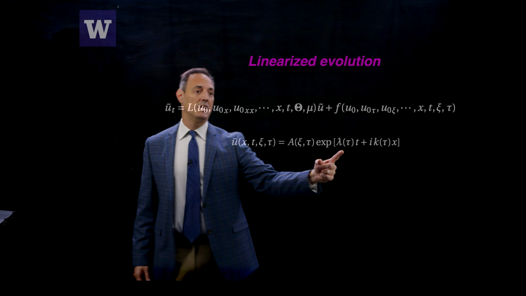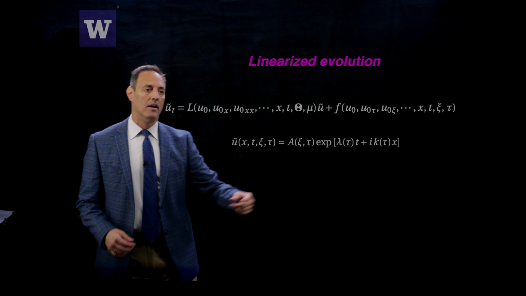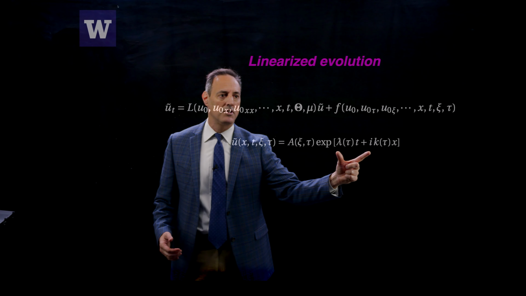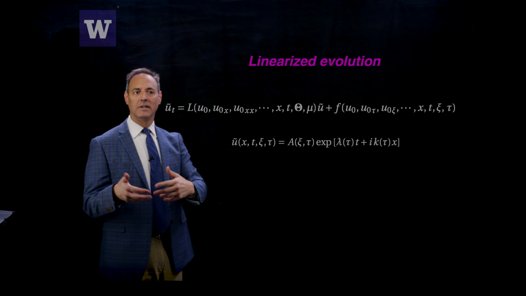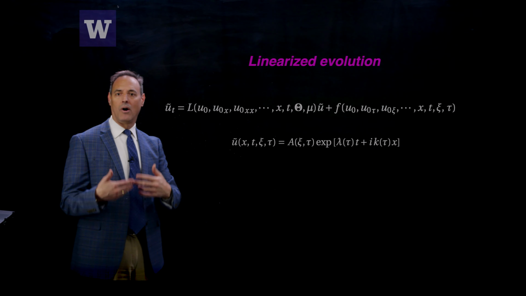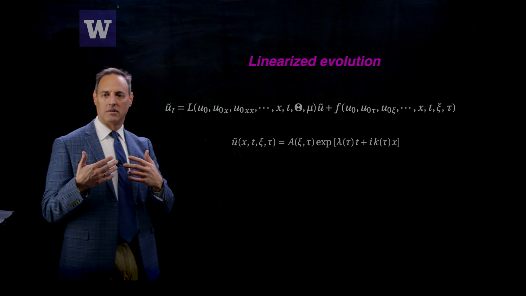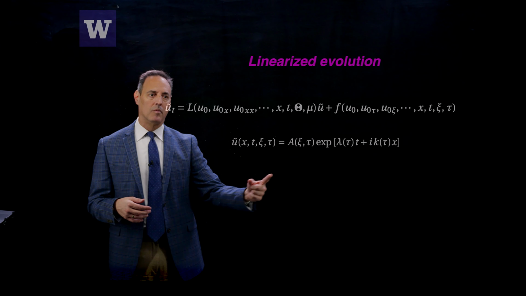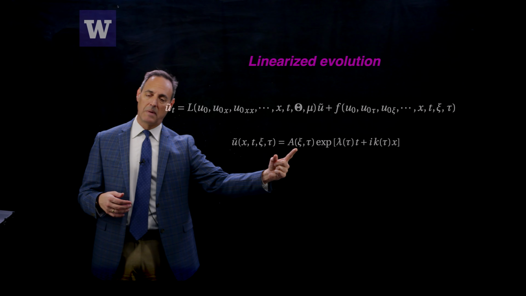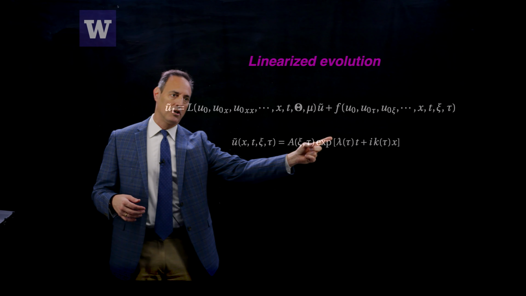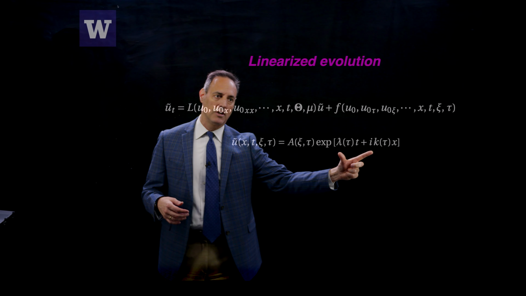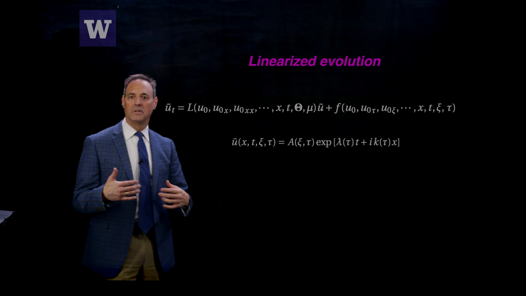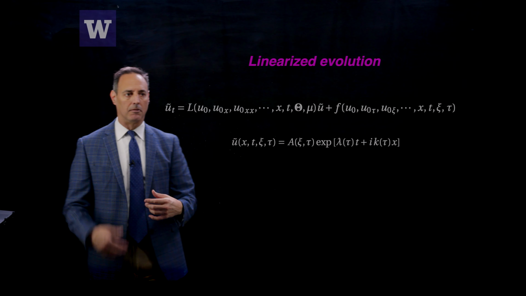E to the lambda t plus i k x. So now notice what I've done here. I've set my lambda and k to explicitly depend upon the slow time scale, tau. Okay? So they're not constants. I'm letting A eat up the slow spatial scale xi, but these here in my dispersion relationship, the lambda and k, they're explicitly depending upon the slow scale tau.